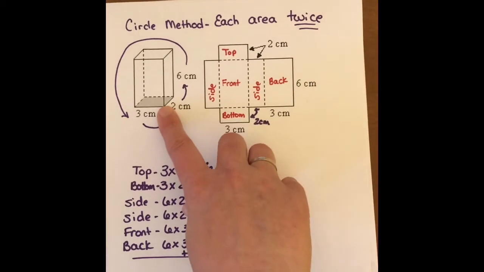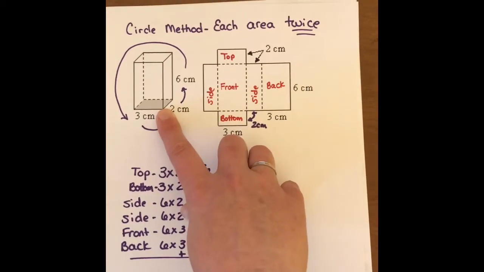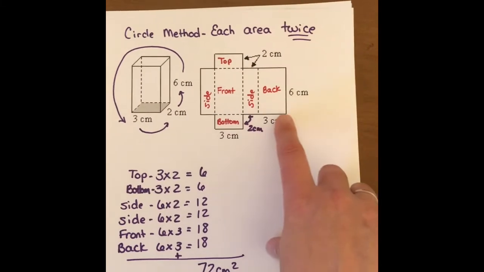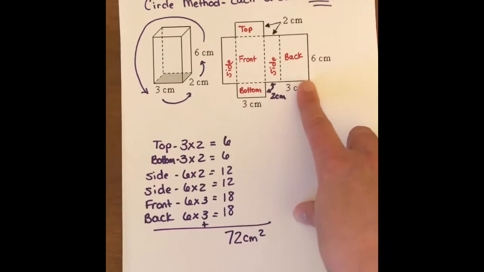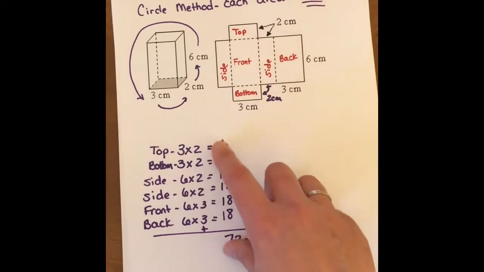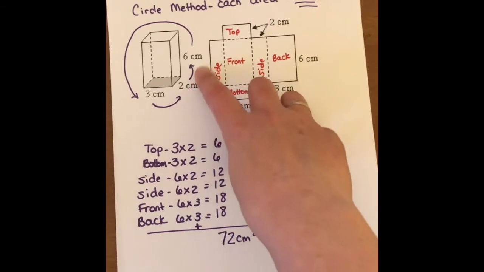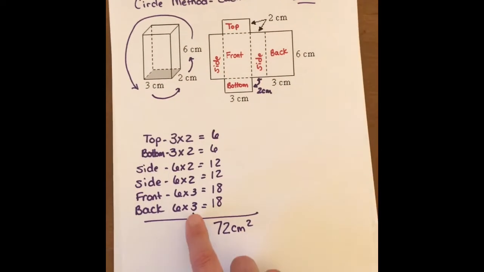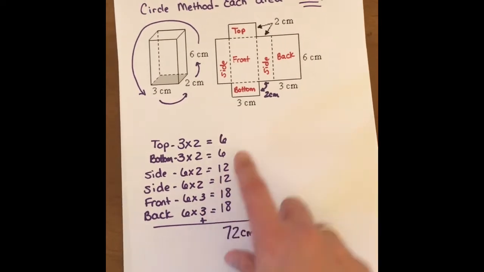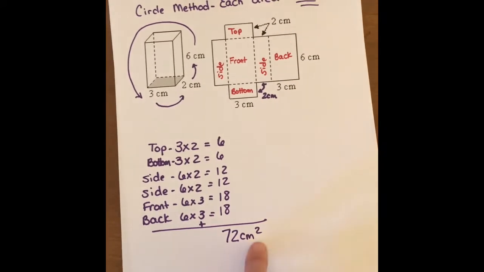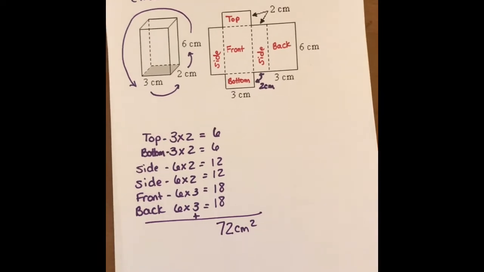Okay, let's look at this one. So this is your three-dimensional figure. It's a rectangular prism. This is the net. Okay, that's what the flattened out version looks like. That's a net of a rectangular prism. If I do my circle method, I'm going to start with 3 times 2, and I do it twice. Then I have 2 times 6, twice. And then 6 times 3 will complete my circle, and I do that twice. Once I've got all 6 sides written out, multiply them out, add them together, you should get 72 centimeters squared.